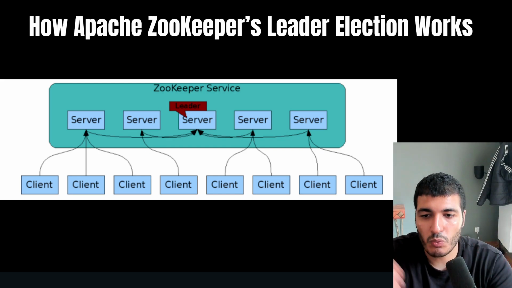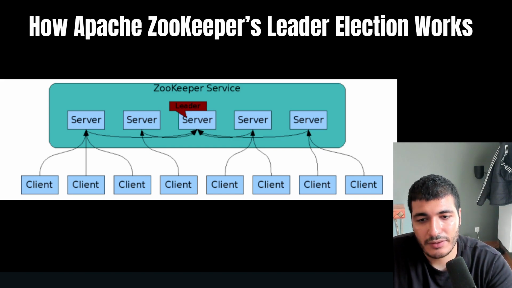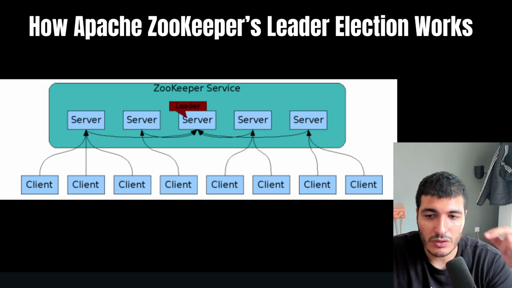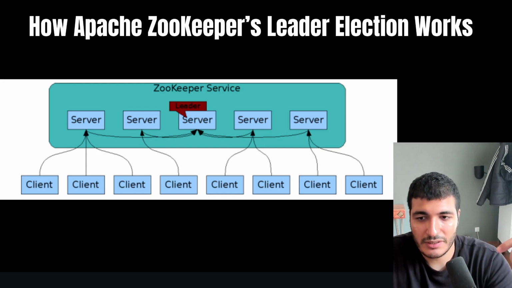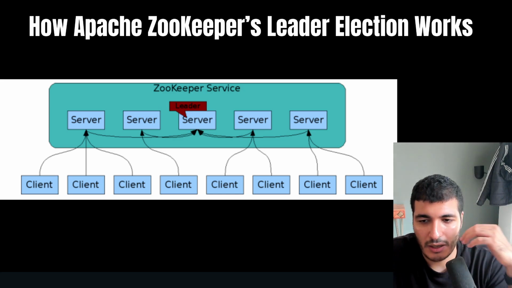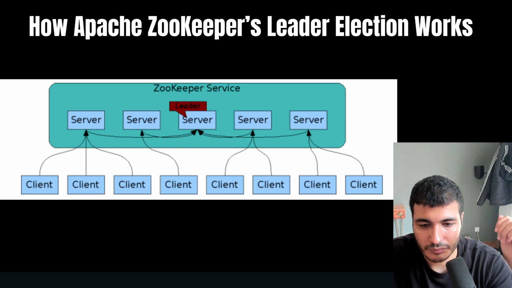Other clients will watch that node. If the leader disconnects and its ephemeral node disappears, the watchers, which are the clients here, are notified, and they can then compete to create the new node, initiating a new election. And this is used in many distributed systems like Kafka and HBase and yeah, things like that.